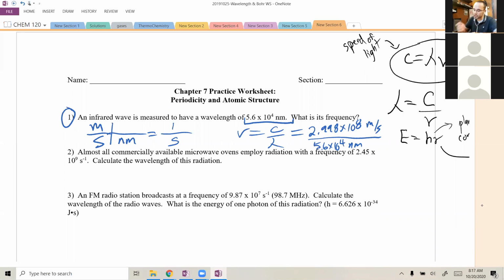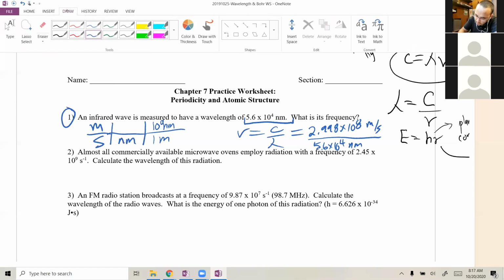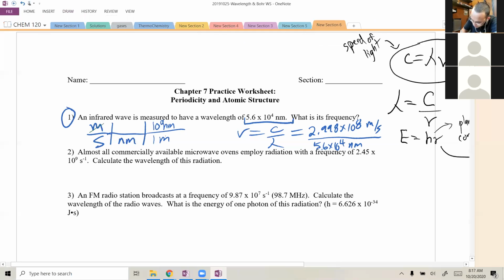Not yet. So we have to change our nanometers to meters, right? You can also change your meters to nanometers. It doesn't matter, they're the same thing. So what we need to do is add in another step where we change 10 to the 9 nanometers is equal to 1 meter. And now you can see that our units are going to cancel. Our meters would cancel with our meters, our nanometers with our nanometers, and we'll end up with 1 over seconds.